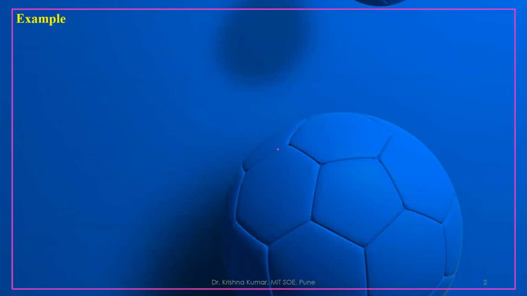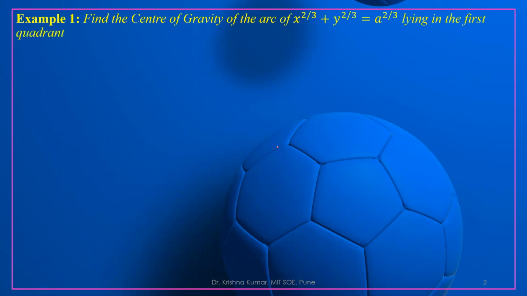for each. Example number 1: find the center of gravity of the arc of x to the power 2/3 plus y to the power 2/3 equal to a to the power 2/3. It is nothing but an asteroid lying in the first quadrant.